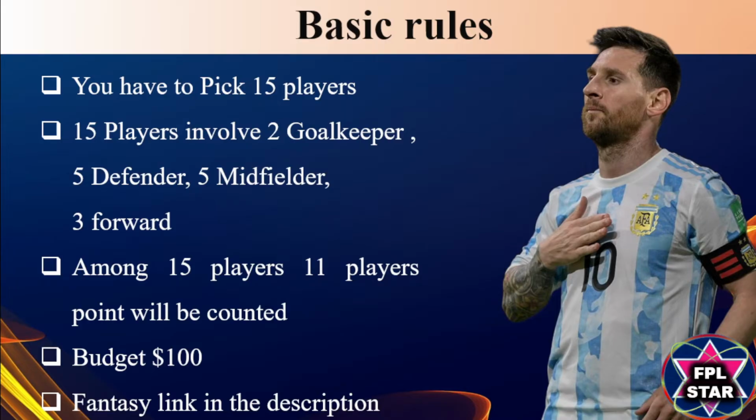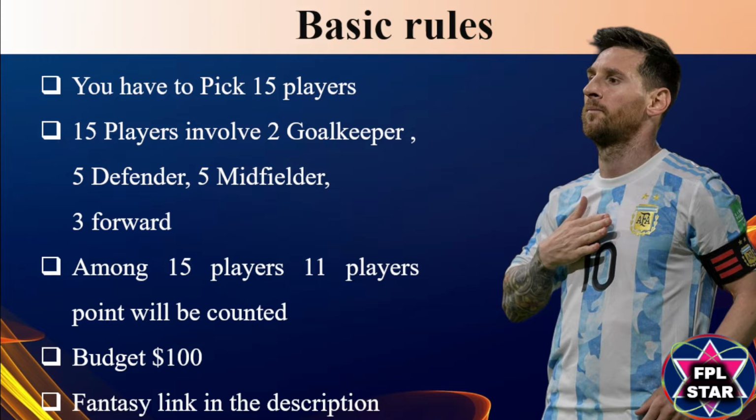The basic rules for World Cup Fantasy are that you have to pick 15 players, which involves 2 goalkeepers, 5 defenders, 5 midfielders and 3 forwards. Among these 15 players, you have 11 players to start your team and their points will be counted, and you have a 100 million budget. The link to World Cup Fantasy is in the description. You can check it and go play it.